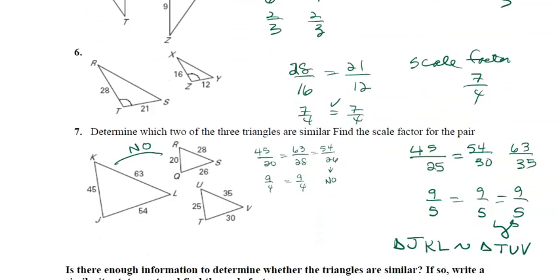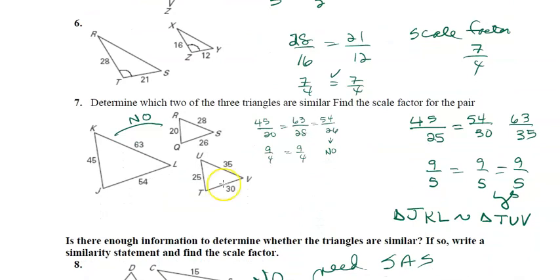Okay, look at 7. So when I did 7, I tried to go from this one to this one. So 45 over 20, 63 over 28, and 54 over 26.